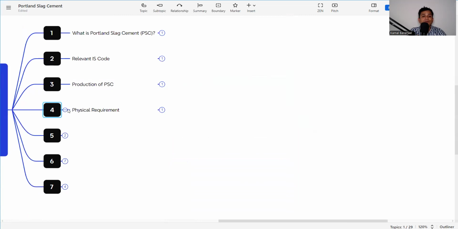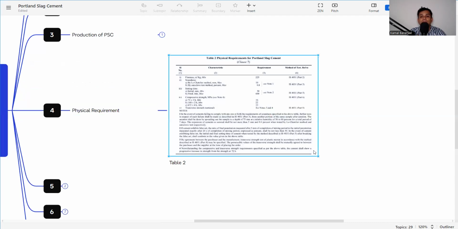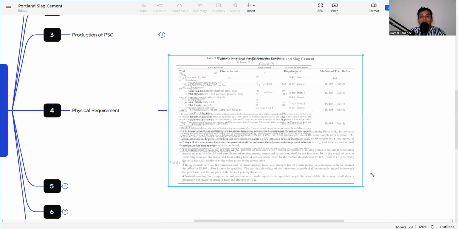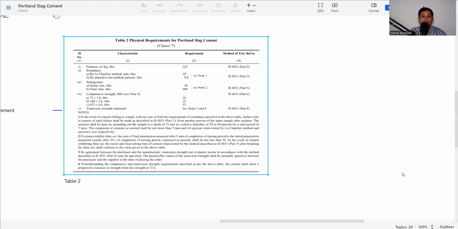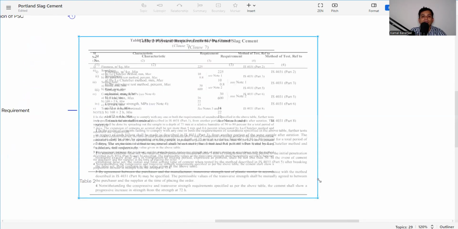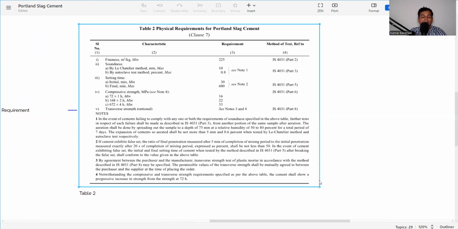Now, the next part is my physical requirement. I have already covered what Portland slag cement is, what the relevant IS code is, and how to produce the slag cement. Now, what is the physical requirement? It is in Table 2 of IS 455. Okay, let's zoom in. What are the criteria of the cement? We know fineness in meter square per kg, but whenever we use microsilica we get meter square per gram. Then soundness, then setting time, and then compressive strength.